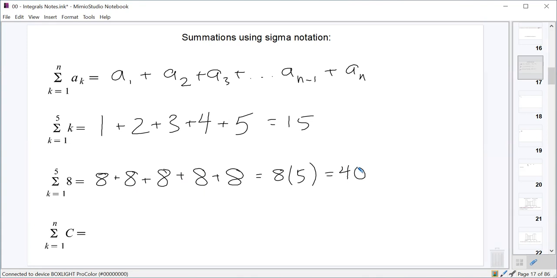Anytime we're summing together a bunch of constants, like we have down here in this last one, the sum from k equals 1 to n of c, some constant, effectively all we're doing is multiplying that constant times the value of n, in this case just n. And we'll need this to evaluate some of our later summations.